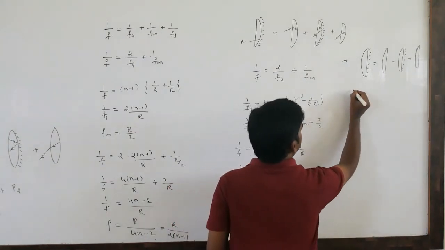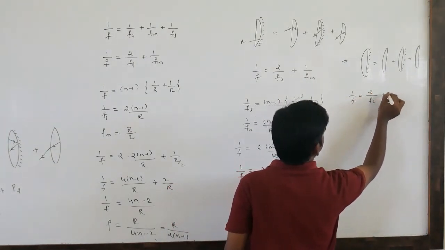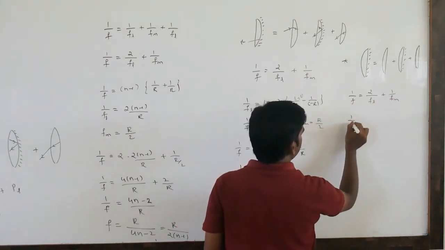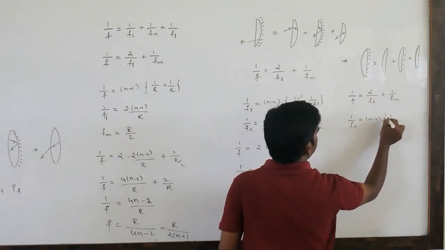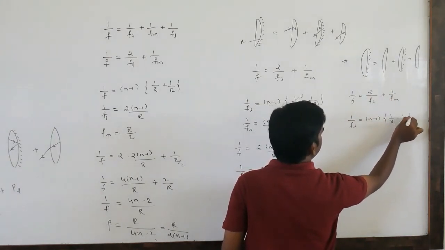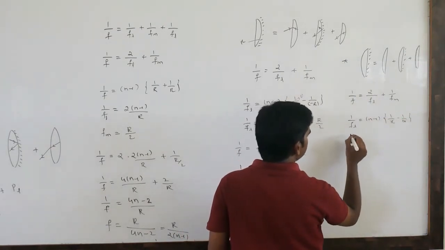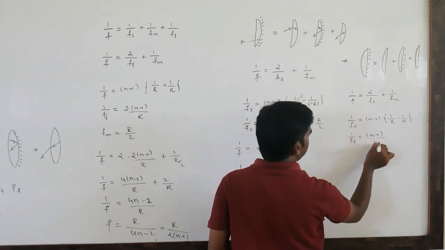Now again, 1 by f equals 2 times the focal length of the lens plus 1 times the focal length of the mirror. For the lens, what is the focal length? It is (n minus 1) into (1 by r minus 1 by infinity). Okay, so the second radius of curvature is infinite. So 1 by f_l equals (n minus 1) divided by r.